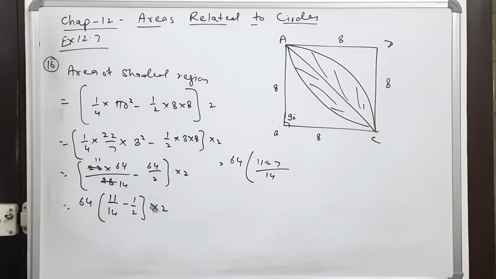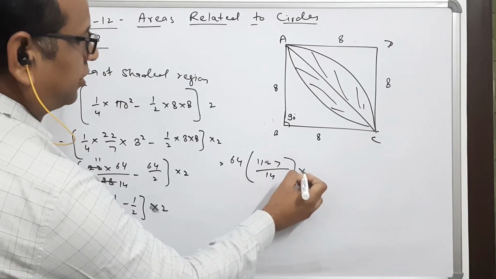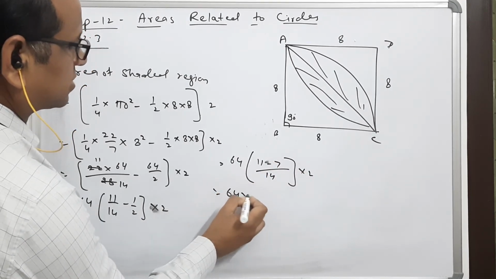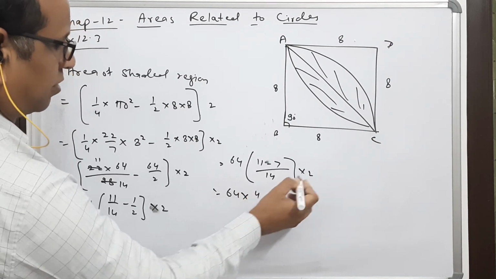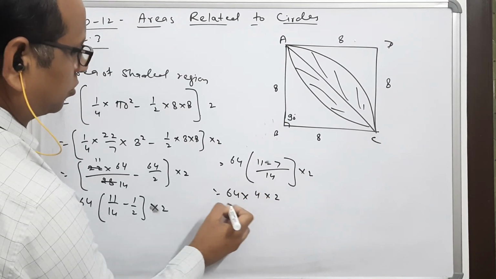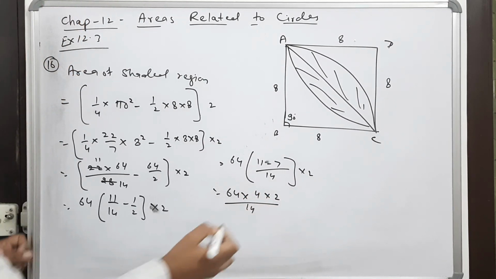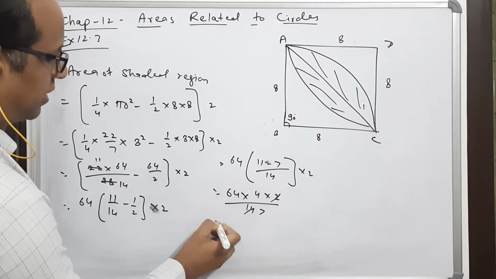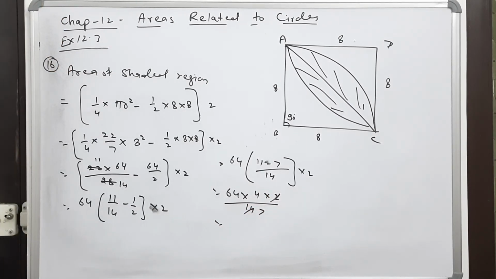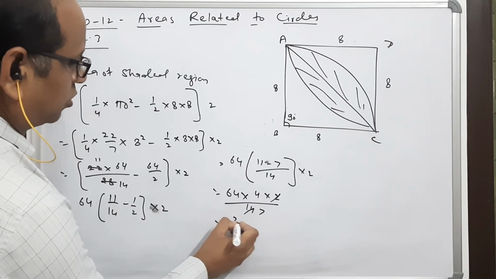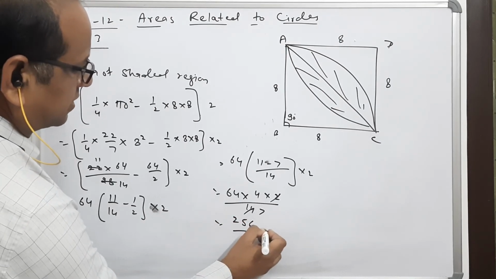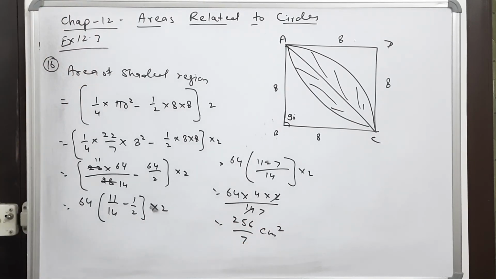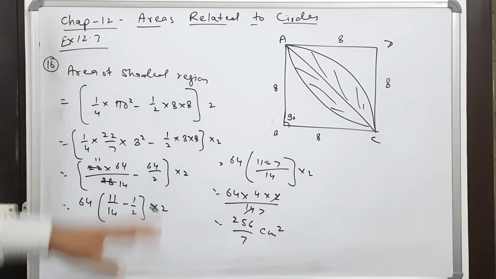11 minus 7 and still it is into 2. So 64 into 4 into 2 upon 14. So this will be 7 times. So 64 into 4 is 256 upon 7 centimeter square. That is the area of this particular part. So I hope this part is clear.